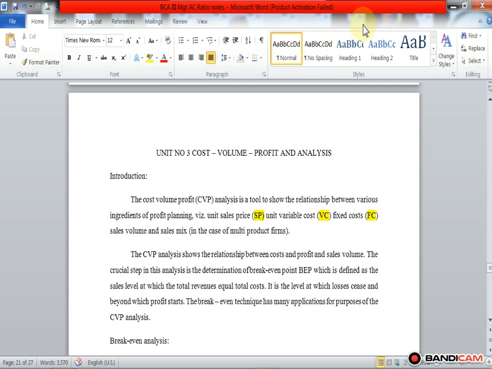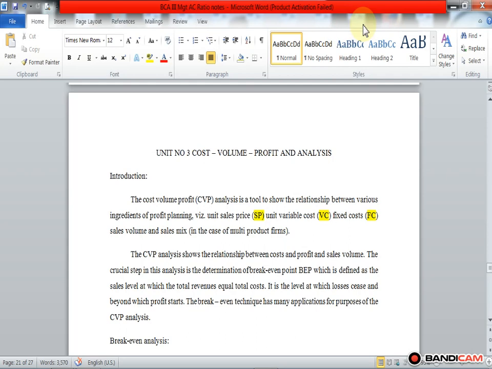The CVP analysis shows the relationship between cost, profit and sales volume. The crucial step in this analysis is the determination of the break-even point, which is defined as the sales level at which the total revenue equals total costs. It is the level at which losses cease and beyond which profit starts. The break-even technique has many applications for the purpose of CVP analysis.